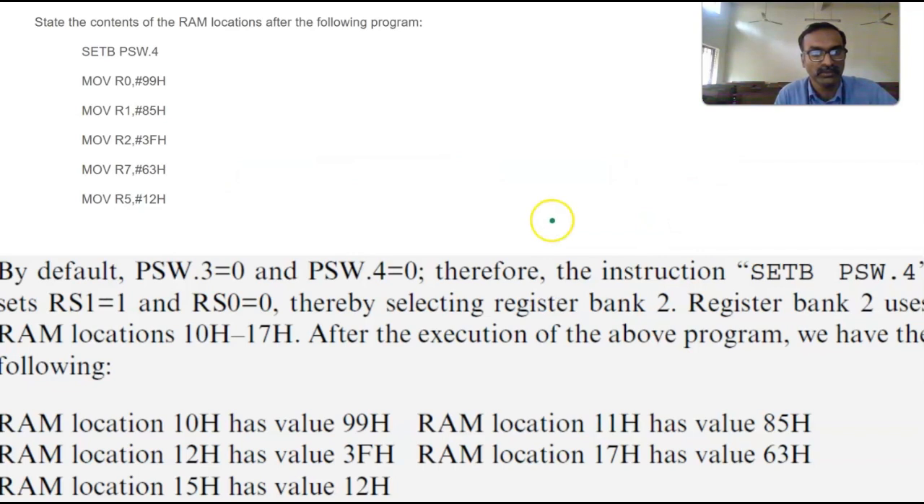So here I have given the solution. PSW.4 means RS1 equal to 1 and RS0 equal to 0. So bank 2 will be selected. Bank 2 will have addresses from 10 to 17 and accordingly you have changed the values of each location. I hope it is clear.